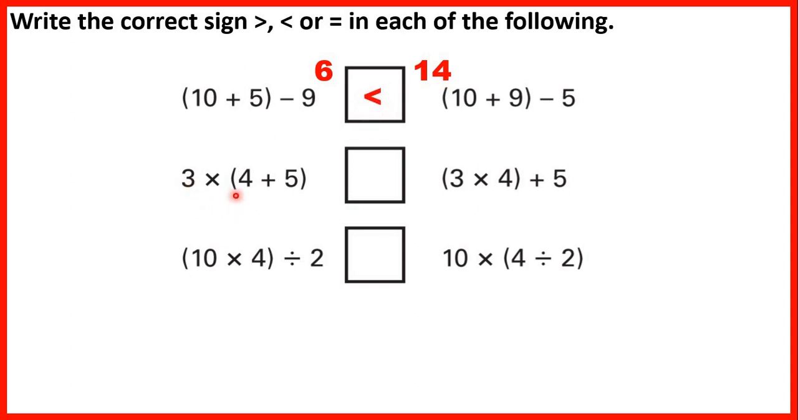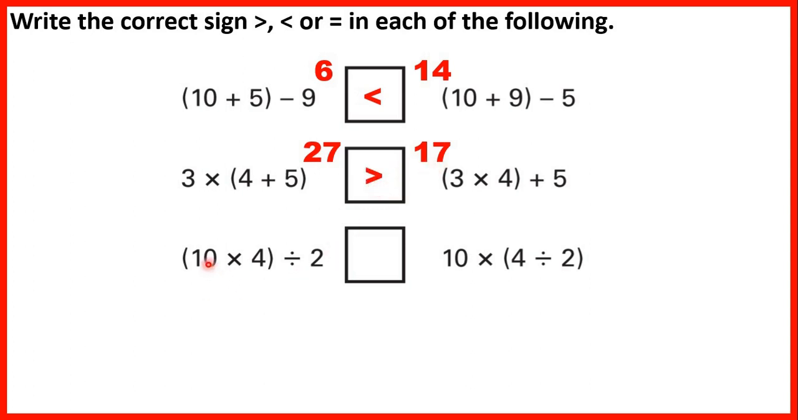Now 3 times 4 plus 5, but 4 plus 5 is in brackets, so we need to do that first. 4 plus 5 is 9, and 3 times 9 is 27. Now we have 3 times 4 in brackets, so that's 12, plus 5 is 17. So 27 is greater than 17.